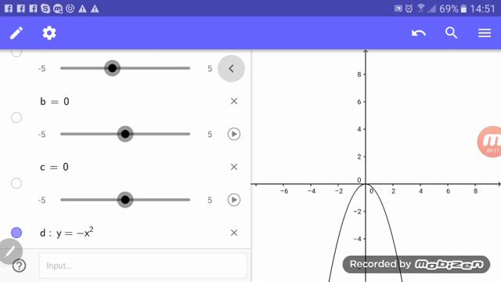As our b changes, the b gives us our shift left or right. If b is positive, we get a left shift. If b is negative, we get a right shift. When c increases, the turning point goes up. As c decreases, goes negative, our turning point goes down. Okay, or our y-intercept changes. And that's it for our demonstration.